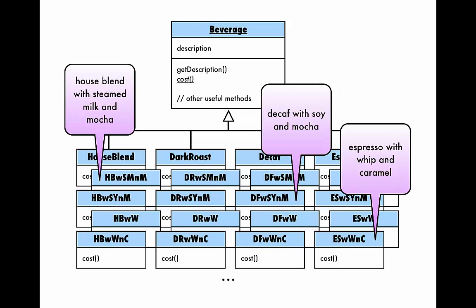Here's one way to add the condiments without even changing the design. Just create a separate class for every possible combination of beverage plus condiment, and add it as a subclass of beverage. Fortunately, it quickly became obvious to the developer that this approach would not scale.